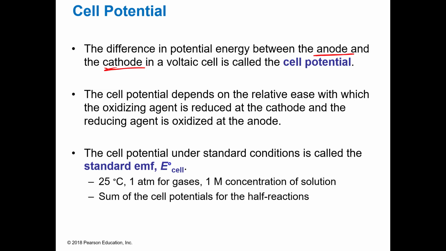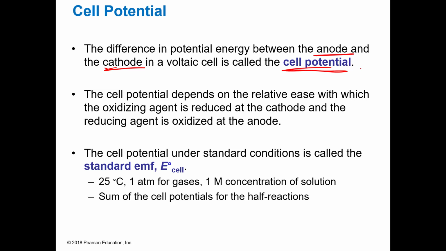All right, so the cell potential, I said, is the difference between potential energies of the anode and the cathode. And so when we're calculating this based on the actual physical cell we have, we call that the cell potential. And the cell potential, the difference between the two energies, depends on how easily your oxidizing agent is reduced at the cathode, and the reducing agent is going to be oxidized at the anode.